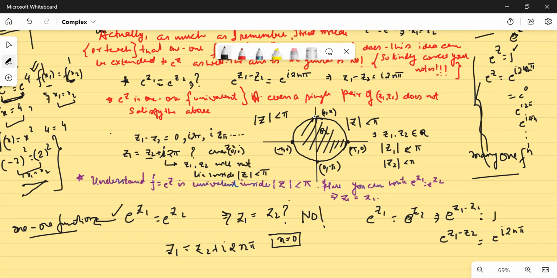On the y-axis again, I can go maximum up to pi. Beyond that I cannot. So what does this imply? It implies that z1 minus z2 can be equal to 0, it can be equal to iota 2 pi, it can be equal to iota 4 pi, and so on.